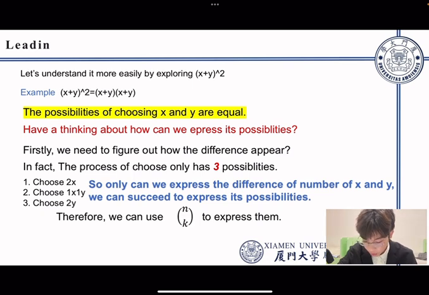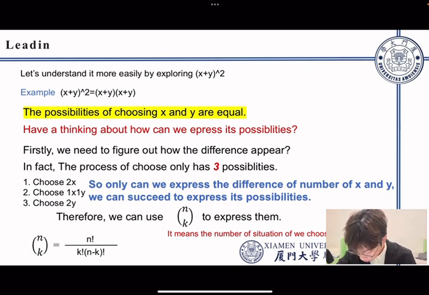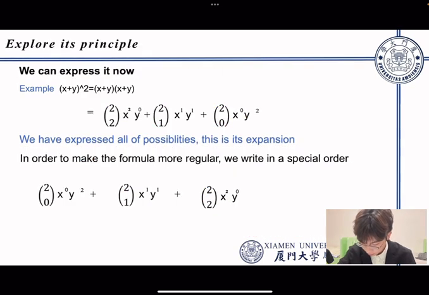Therefore, we can use this sign, this mark, to express them. It is called n choose k. It means the number of situations in which we choose k from n. It is equal to n factorial over k factorial times (n minus k) factorial. Now we can express it.